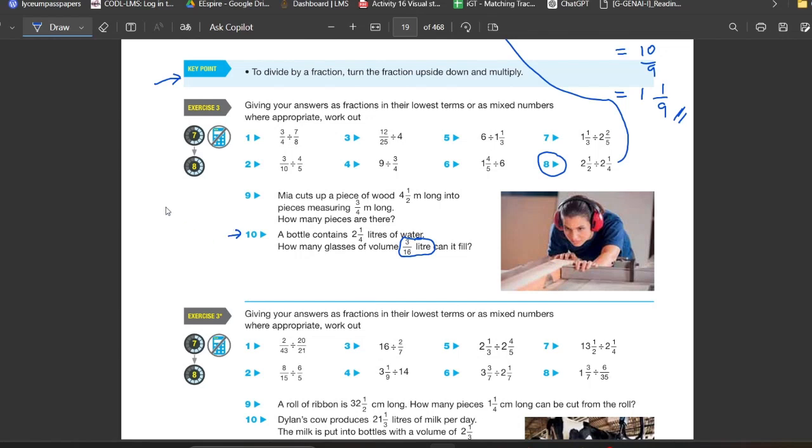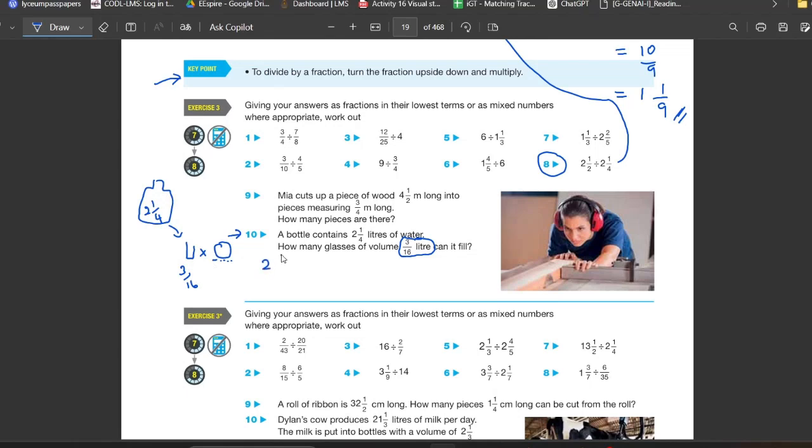So there is a bottle that contains 2 and 1 over 4 liters of milk. We have to fill glasses that have volume 3 over 16. How many of these glasses can be filled using this bottle? That's what they ask. So we have to divide this bottle into this amount of glasses. That's the thing we have to do.